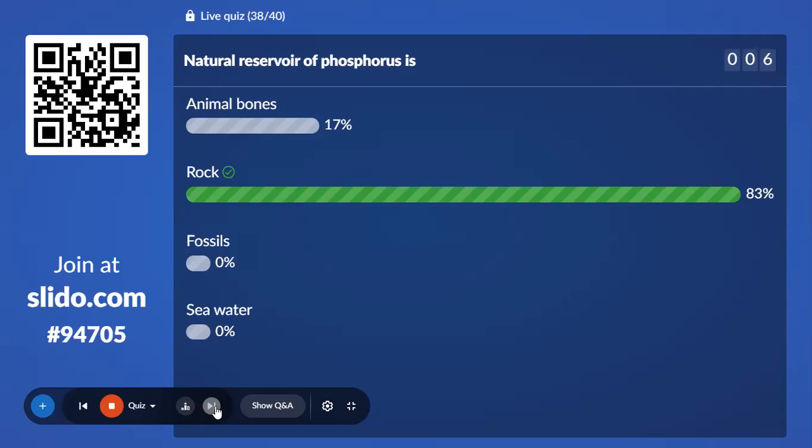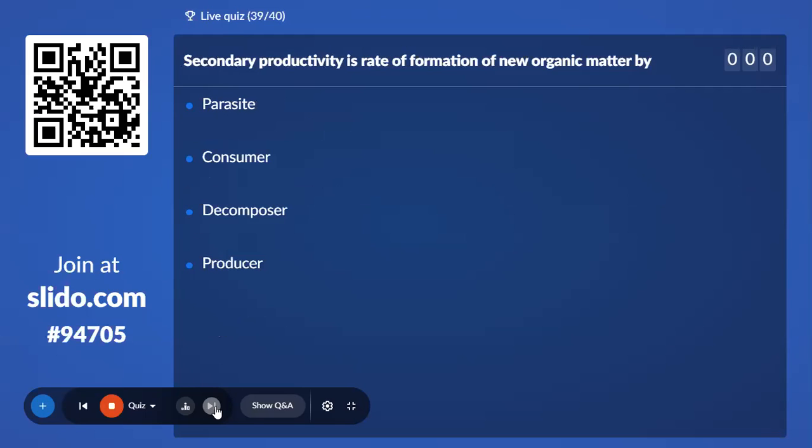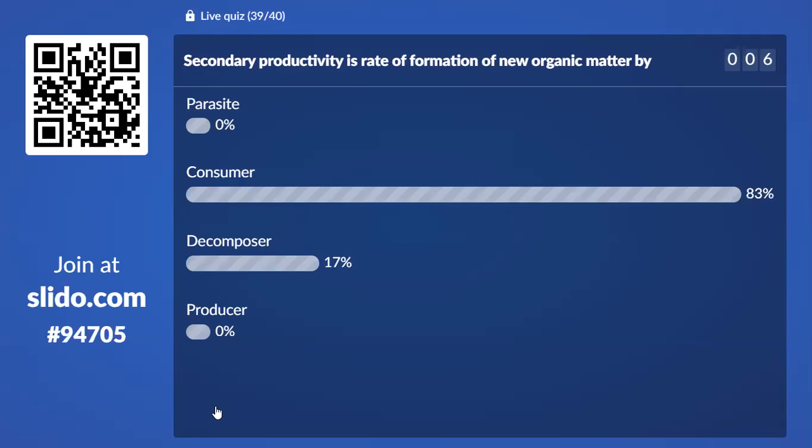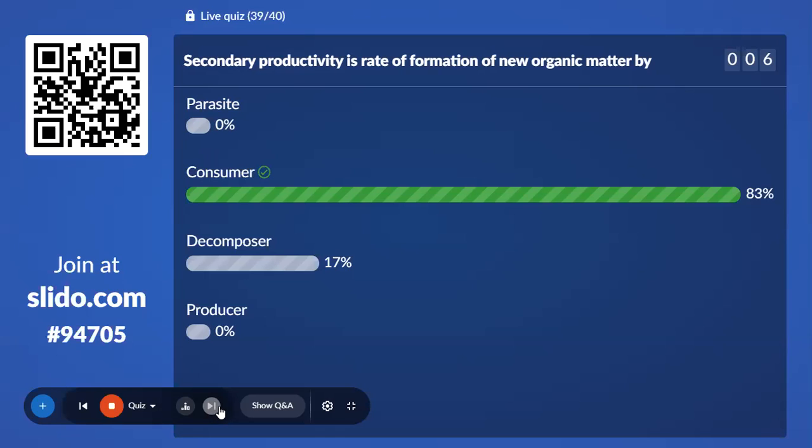39th question on the screen. Secondary productivity is the rate of formation of new organic matter by parasite, consumer, decomposer, and producer. Secondary productivity. 83% with consumer, and consumer is the correct answer.